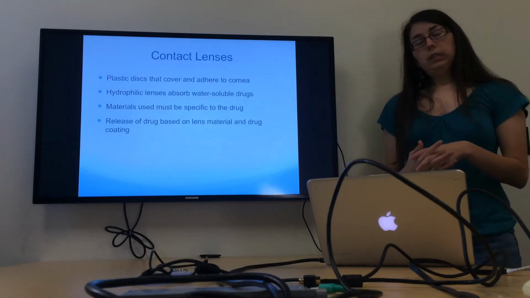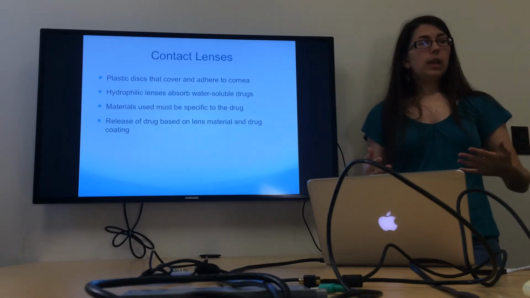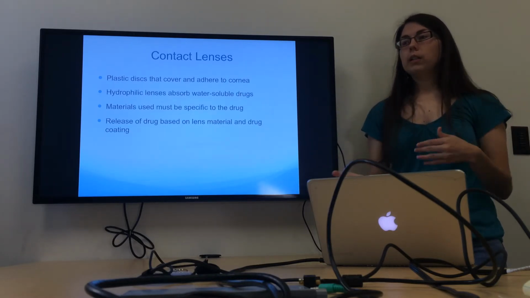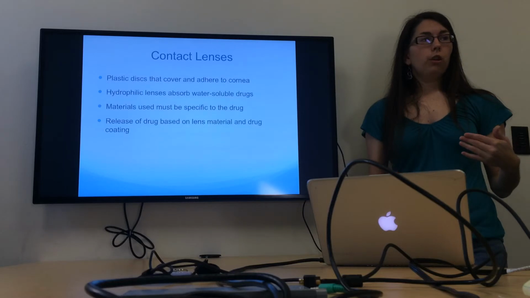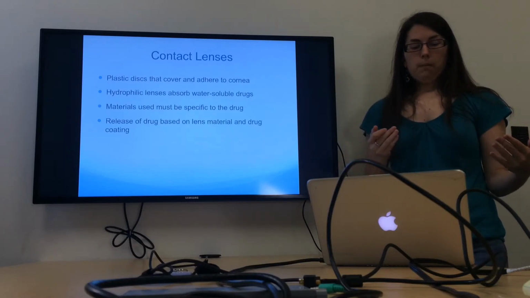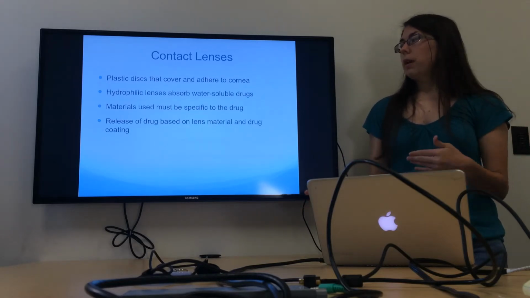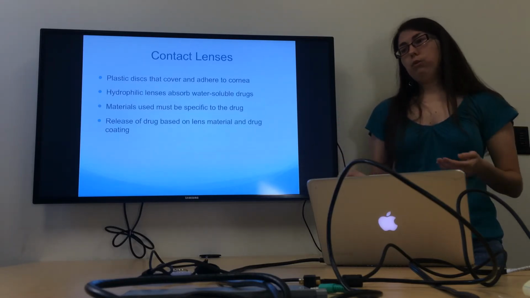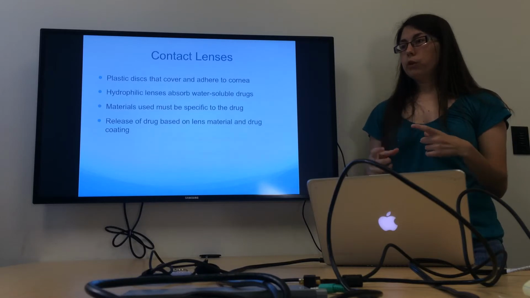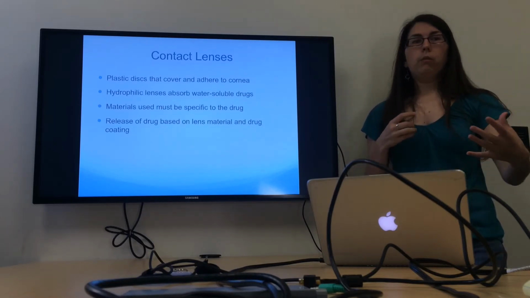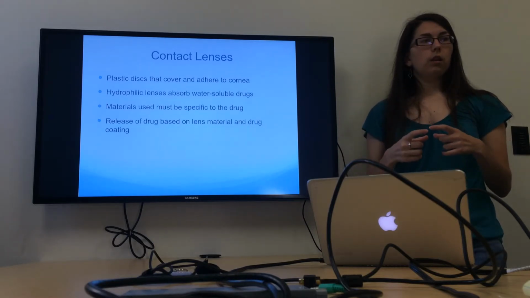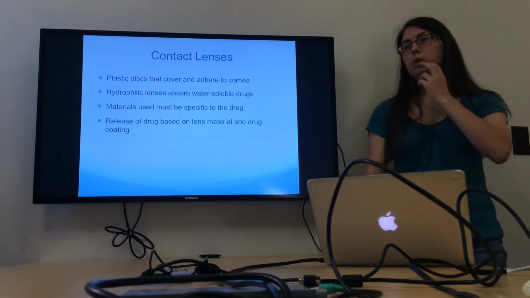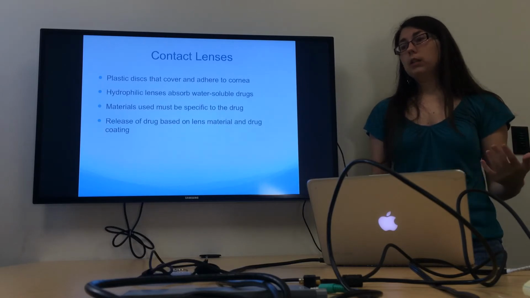So contact lenses. Contact lenses are plastic discs that cover your cornea. They sit on your eye, and they adhere to it using the tension in your tears, the surface tension. And a lot of these lenses, depending on the material, are hydrophilic, so they absorb any water-soluble drugs. A lot of times during research or in production, you take these contact lenses and you put them in the drug bath, and you leave it over a period of time so the drug can be absorbed into the lens.